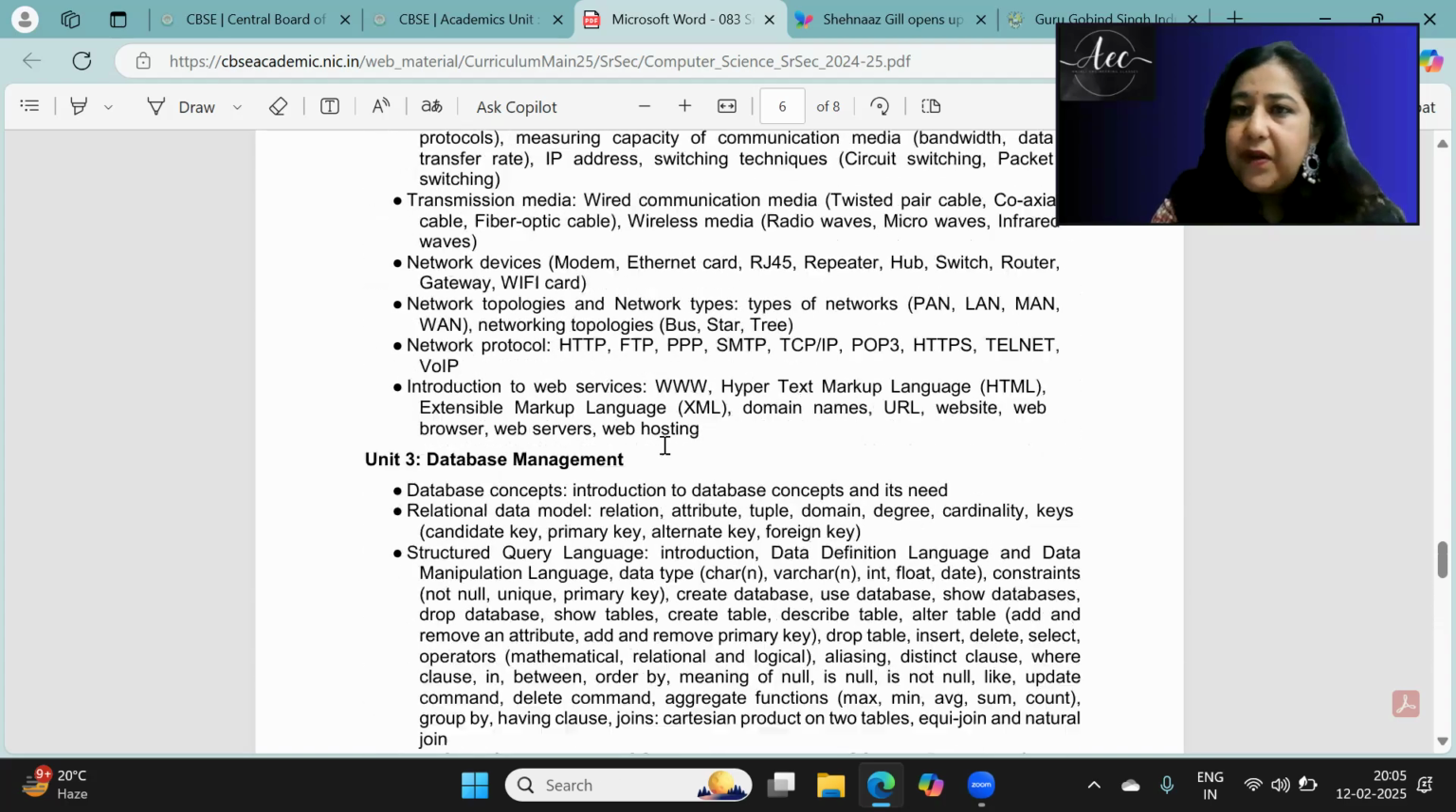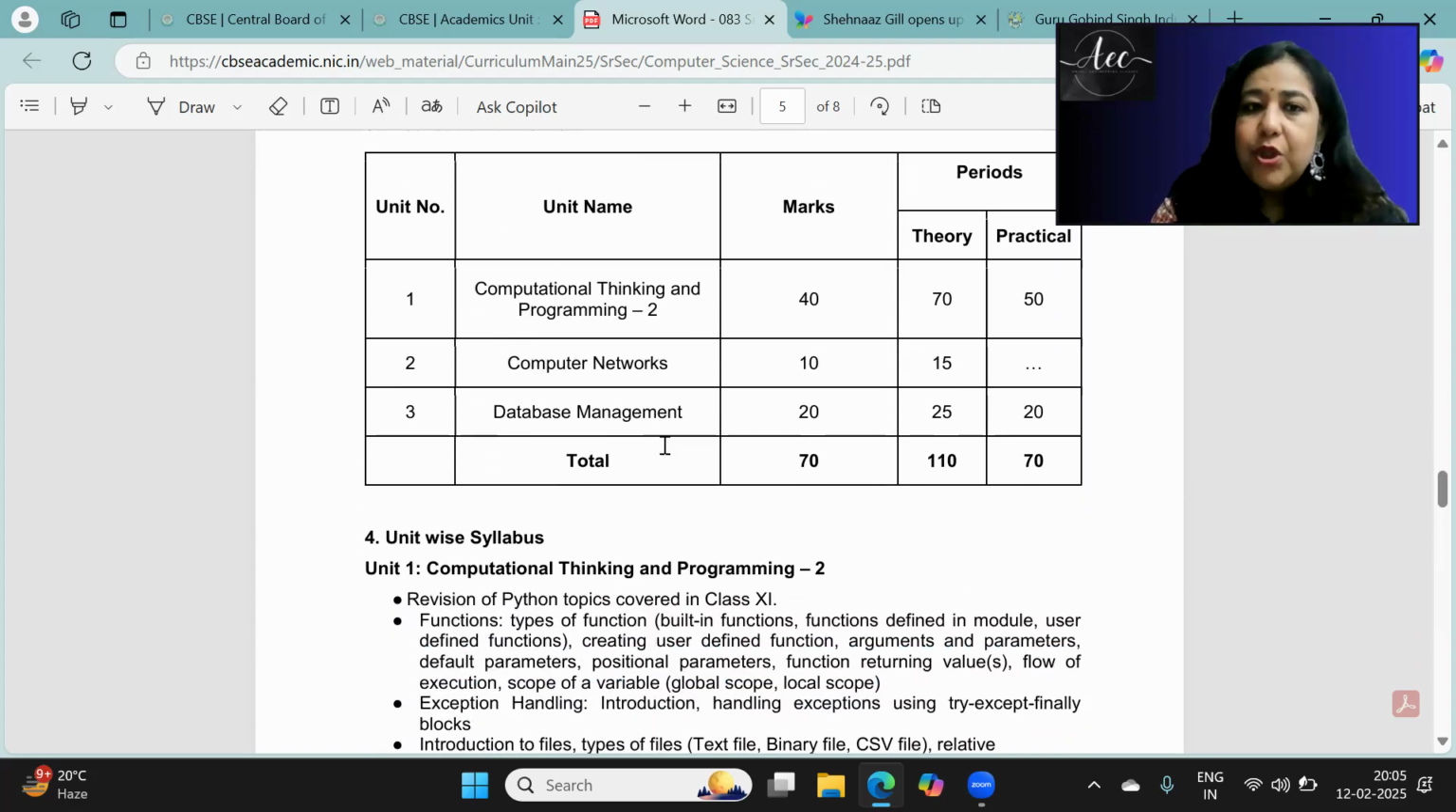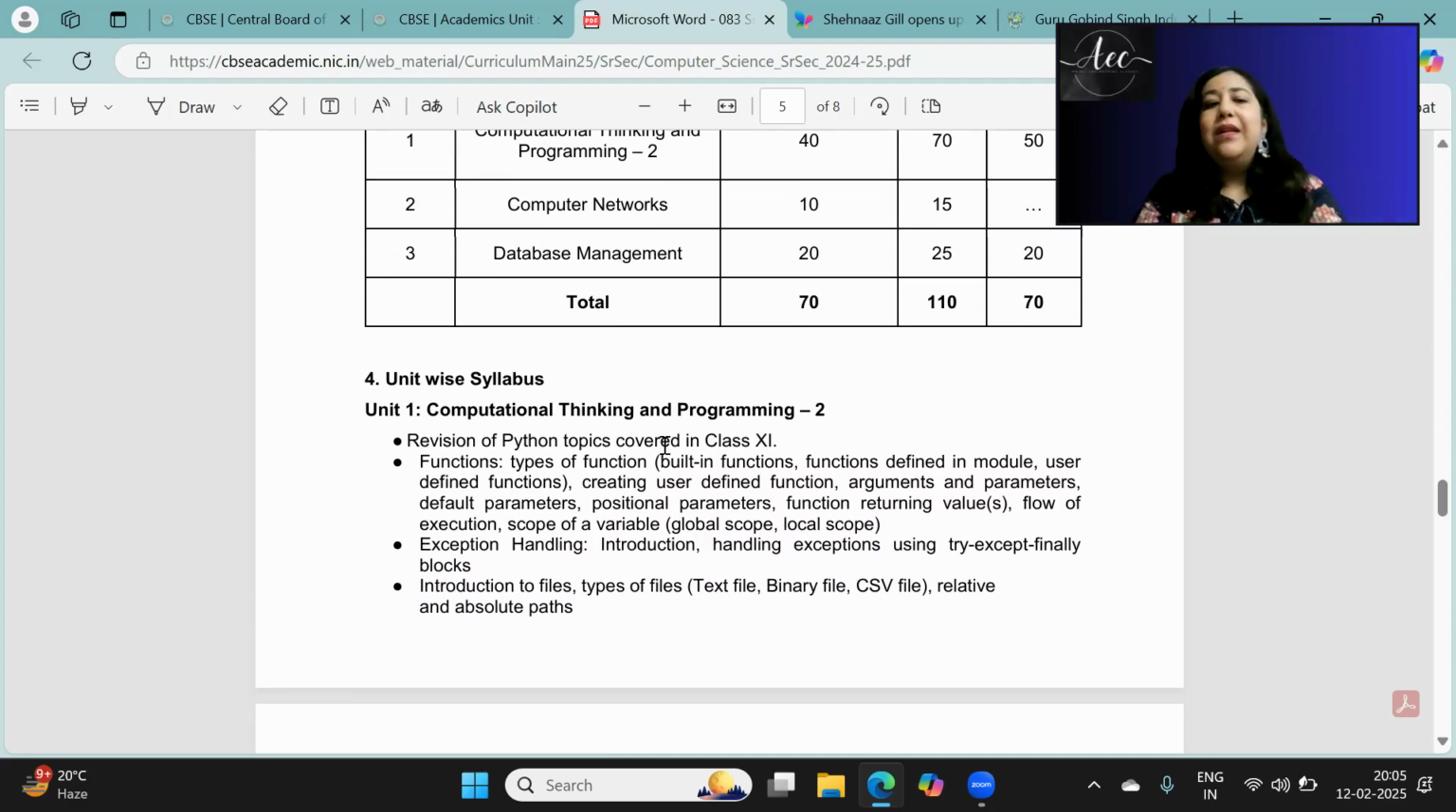We'll start from the very first topic, that is the Python revision tour, right? So we will start with it.